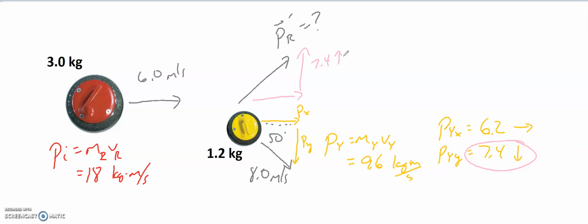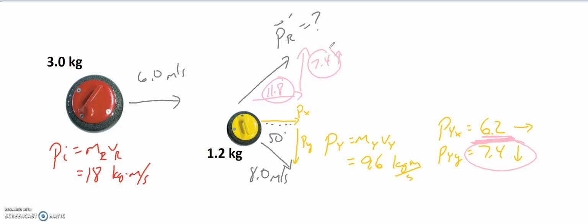And I know my x's have to add up to what I started with, because that's all I had at the beginning. So I started with 18 in the x. So far, I've got 6.2 in the x, but I need 18. All I have to do is subtract to figure out how much I'm missing. 18 take away 6.2 gives me 11.8. So my two x components, the 11.8 and the 6.2, will add up to the 18 that I started with. So I know that my red rock afterwards has 11.8 sideways and 7.4 going up.